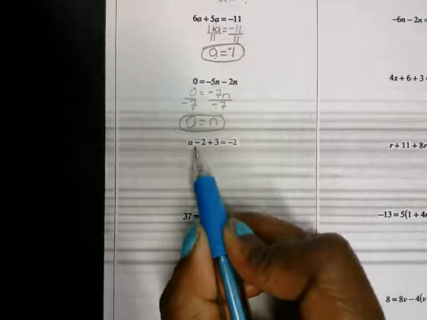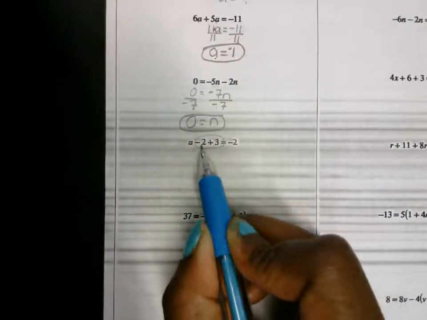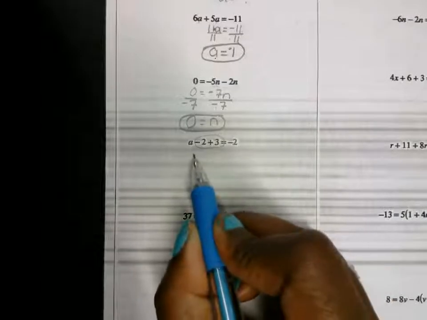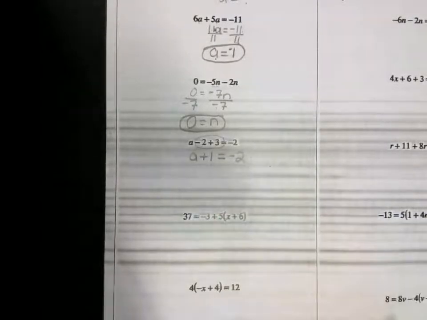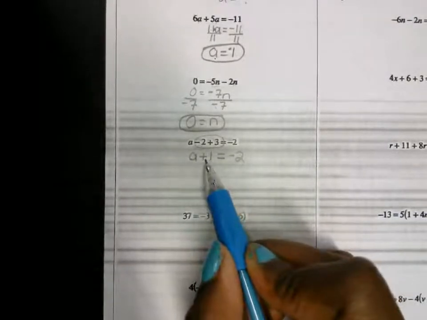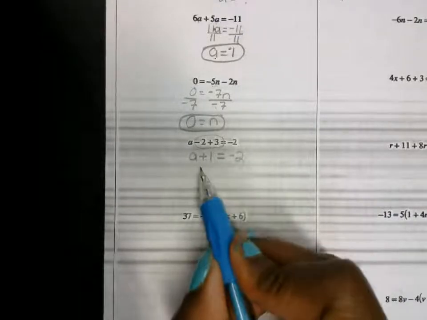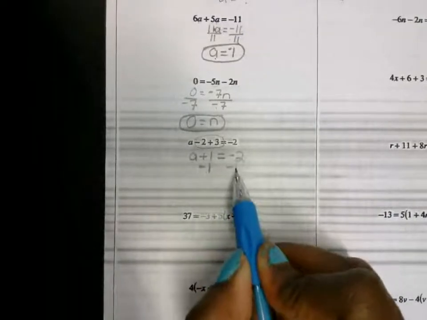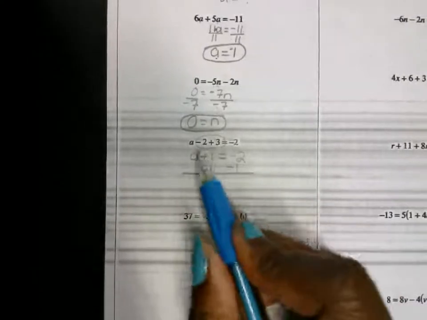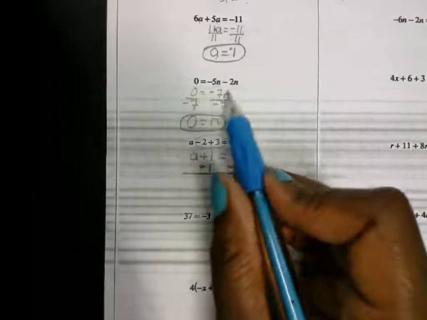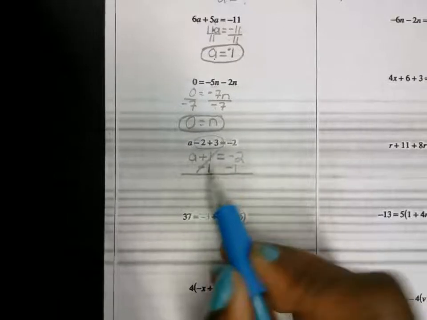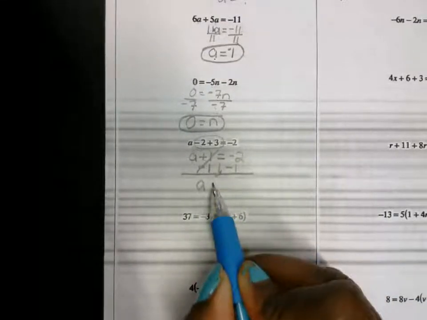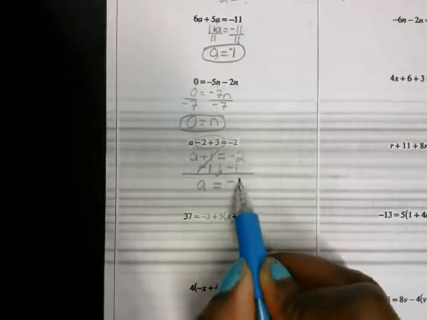Okay. The next one. These terms we can combine because they are like terms. Negative 2 plus 3 is going to give you a positive 1. So we got a plus 1 is equal to negative 2. Now to isolate a, we got to get rid of a positive 1. The inverse or the opposite of adding 1 is to just subtract it. Okay, remember whatever you do to one side of the equal sign, you have to do to the other side of the equal sign. I did that consistently. 1 minus 1, 0, and we're left with a on this side. Negative 2 minus 1 gives you a negative 3.